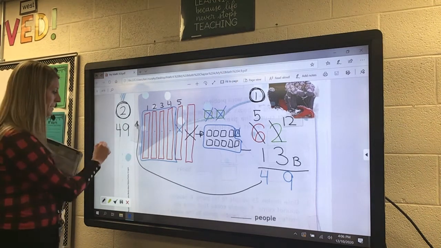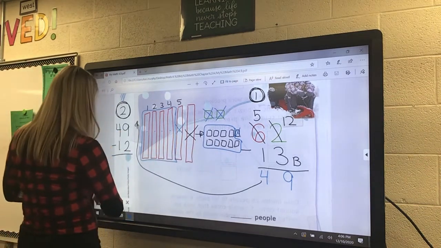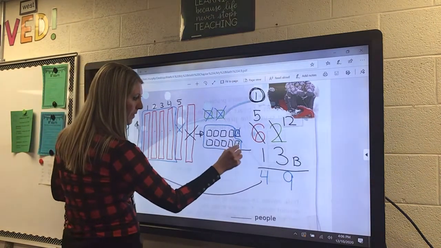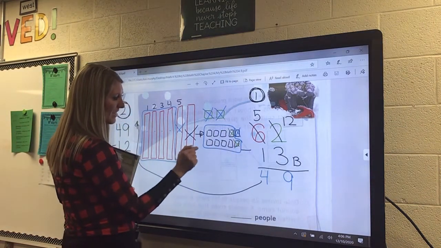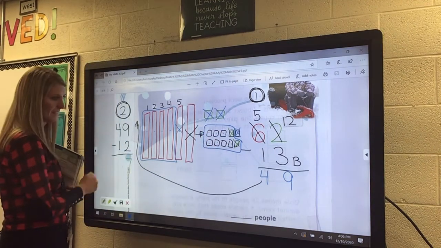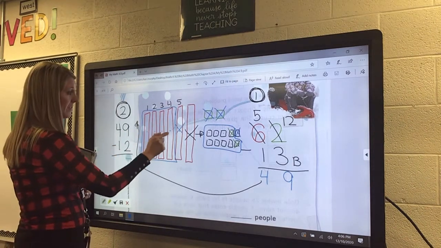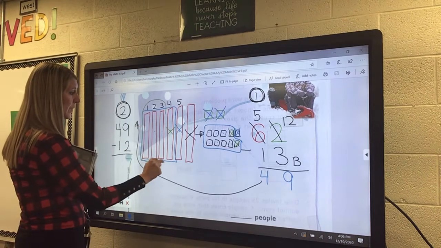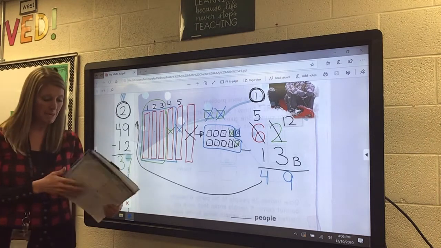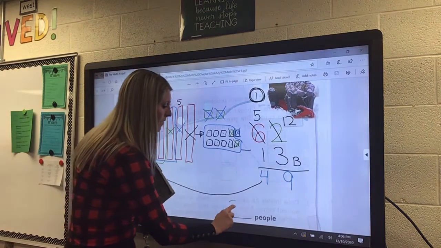Now, I have 49, and I'm going to take away 12. So I can do that. I can take away 9 minus 2. I can take away 2 of these. So I'm going to take away 2 of these. 1, 2. So if I have 9 and I take 2 away, I have 1, 2, 3, 4, 5, 6, 7. I have 7 left. Now, if I have 4 over here and I take away another 1, now I only have 3 left. So I have 37 people that are still sledding. So down here, you need to write 37.